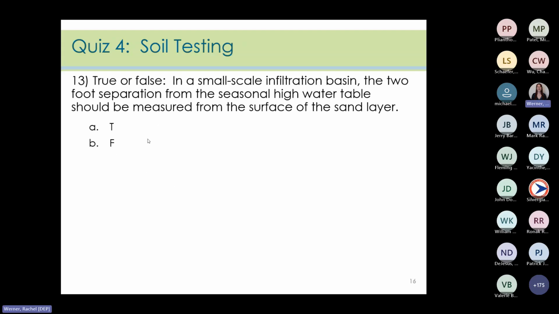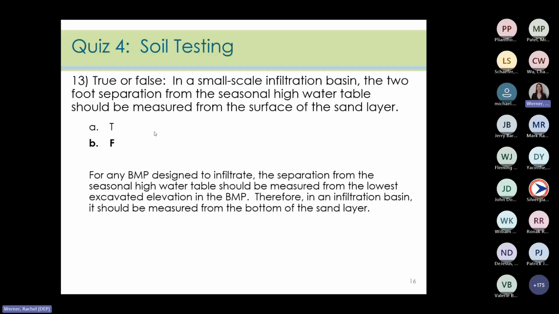All right, next question. True or false? In a small-scale infiltration basin, the 2-foot separation from the seasonal high water table should be measured from the surface of the sand layer. And the answer is false. Because for any BMP designed to infiltrate, the separation from the seasonal high water table should be measured from the lowest excavated elevation in the BMP. Therefore, in an infiltration basin, it should be measured from the bottom of the sand layer.